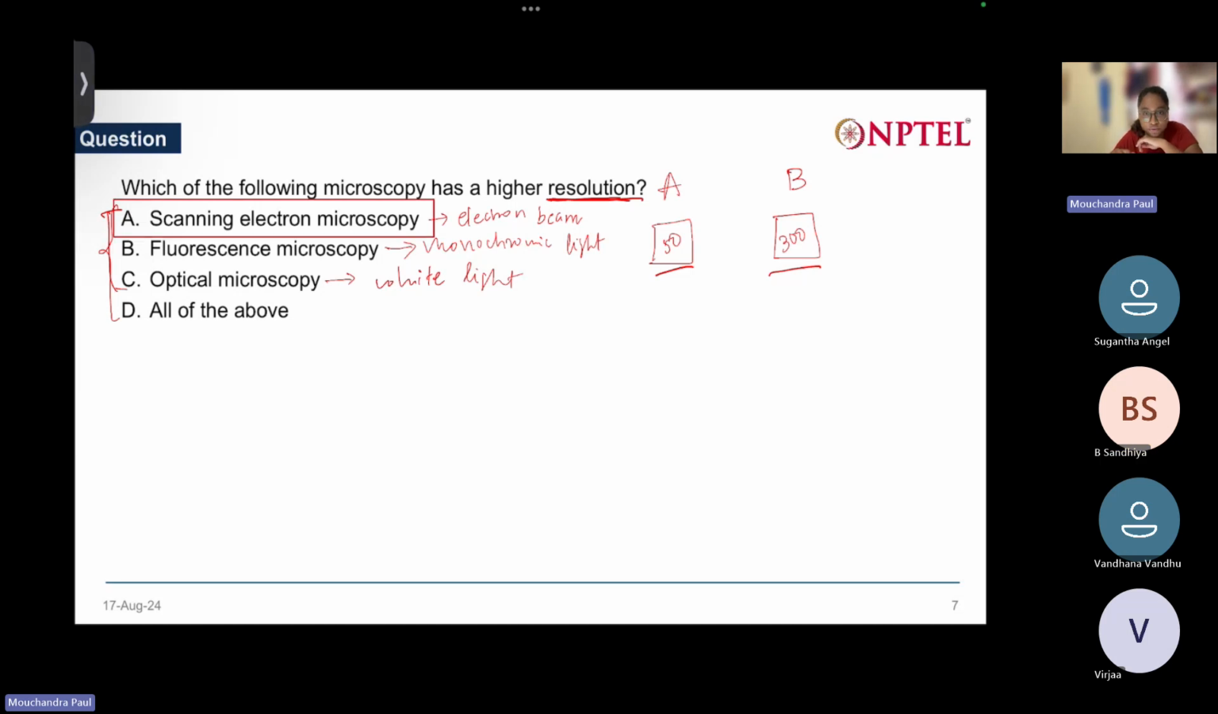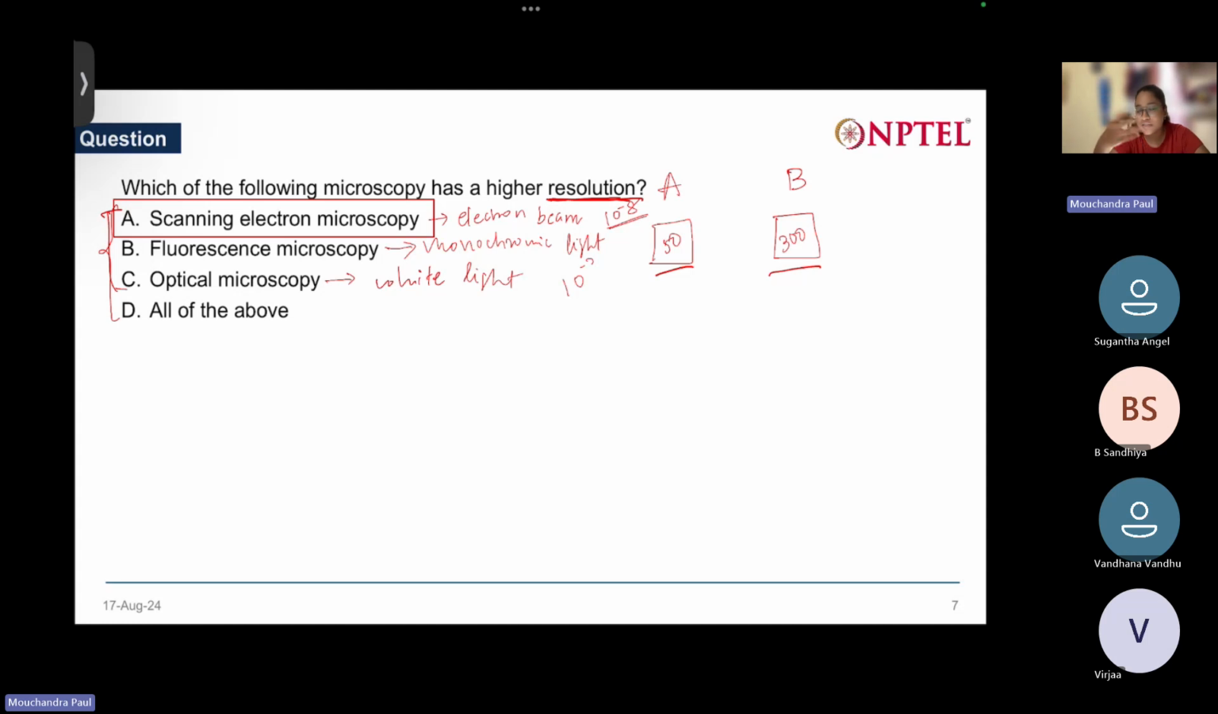It is electron microscopy. In fact, electron microscopy can go up to a few Angstroms, on the order of 10 raised to the power minus 8, whereas fluorescence or optical microscopy can only go up to millimeter order, 10 raised to the power minus 3. So what this means is, if you take the same square, there are more number of pixels.